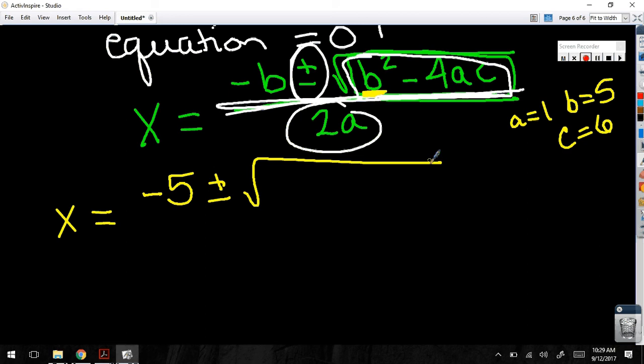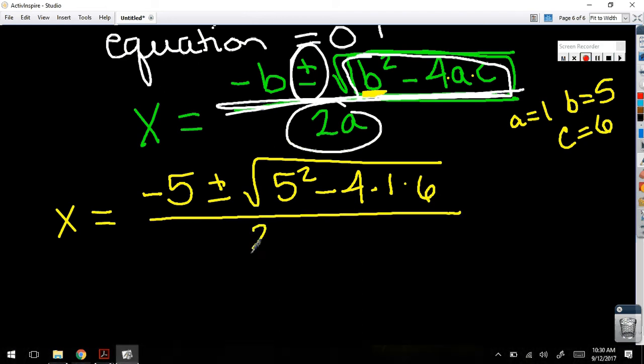B squared minus 4, and a lot of you have asked, this is a multiply here, times A, 1. What is C? 6, all over, guys, 2A. I apologize. Now we just solve it.